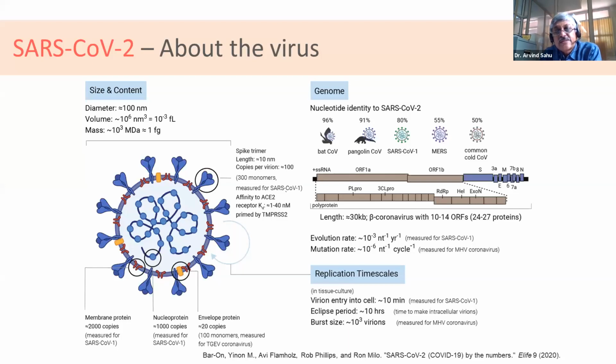If one compares the genome of this with other coronaviruses like SARS-CoV-1 or MERS or the common cold, then what you see is that it is closer to the bat CoV, but it's still not the same. It's only 96%. What is predicted is that when it jumped from bat to human, there was an intermediate species. So it went into some intermediate species, and from there it jumped into human. What that intermediate species is, we still don't know, and people are still looking into that.